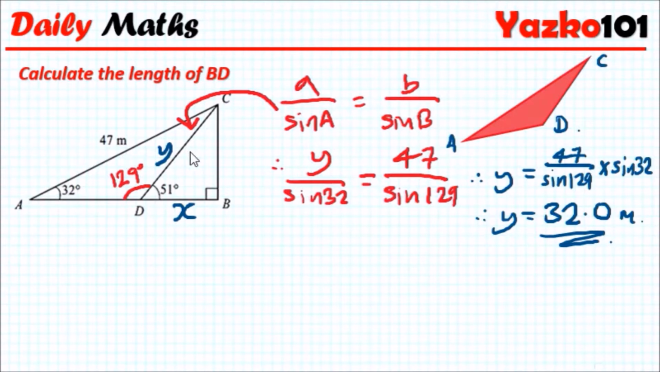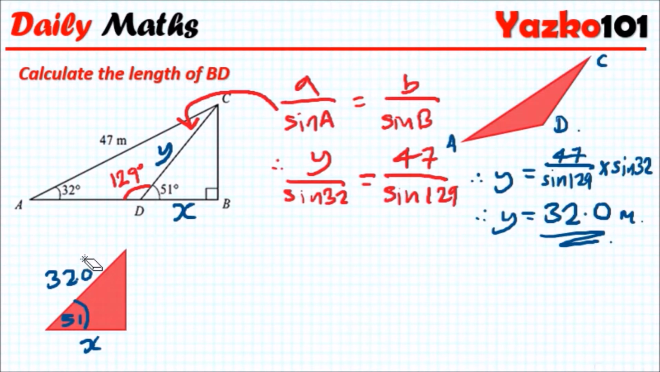Now, since we found the value y, let's redraw another triangle, this right angle triangle, just to make life a lot easier. I'm going to draw one here again, triangle DCB. So for this two-step problem, what do we have now? We have the angle of 51 degrees here. We've got a length of x, which we don't know, but we know y is now 32.